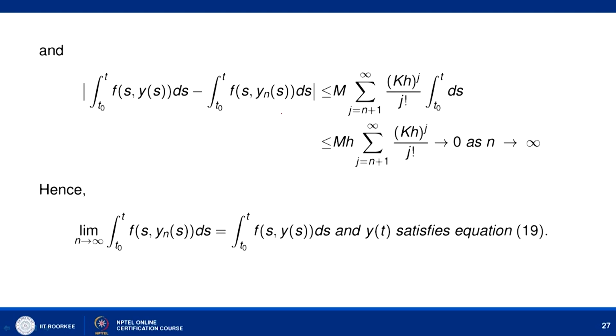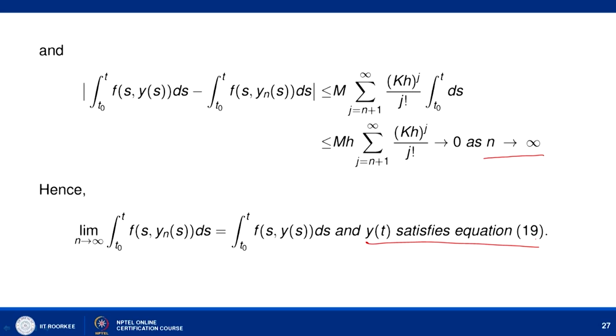In fact, we can write this as modulus of the integral from t naught to t of fs ys ds minus the integral from t naught to t of fs yns ds, which is bounded by this quantity: M times the sum from j equals n plus 1 to infinity of (Kh)^j upon factorial j, times the integral of ds from t naught to t. We know that this is tending to 0 as n tends to infinity, and hence we can say that the limit as n tends to infinity of the integral of fs yns ds equals the integral of fs ys ds. This implies that yt satisfies the integral equation 19. So, we have shown that yt satisfies the integral equation.